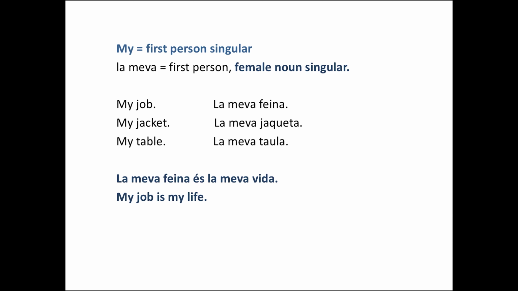La meva is a first person female noun singular. Since la feina, la jaqueta, la taula have la, which is the feminine article, you have to use meva. La meva feina, la meva jaqueta, la meva taula. La meva feina és la meva vida. My job is my life.